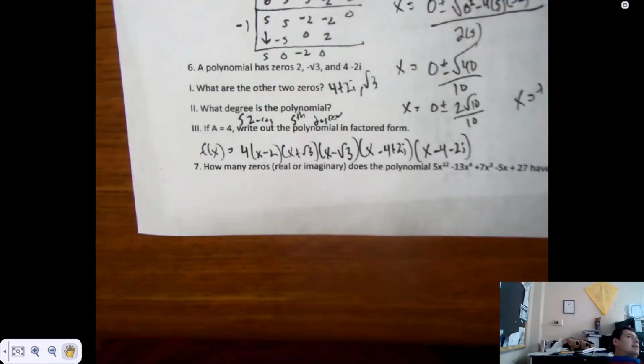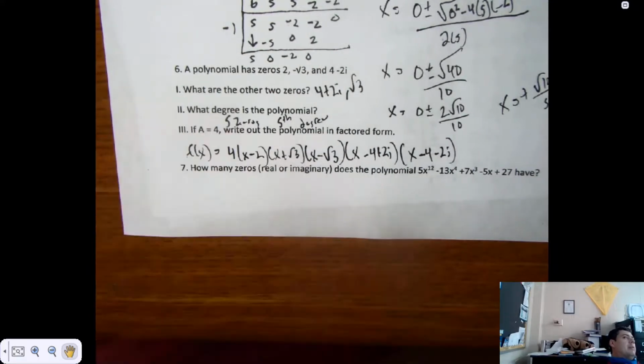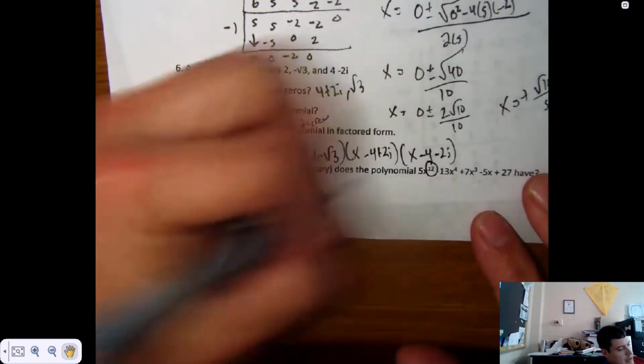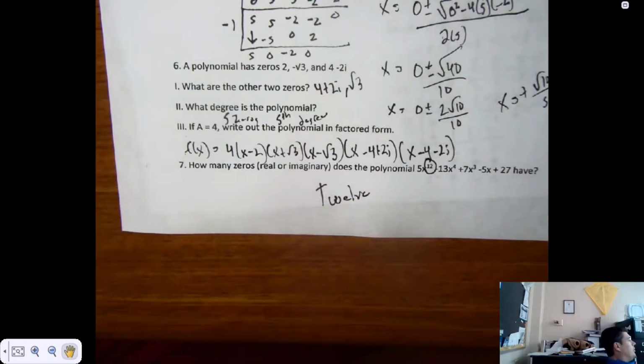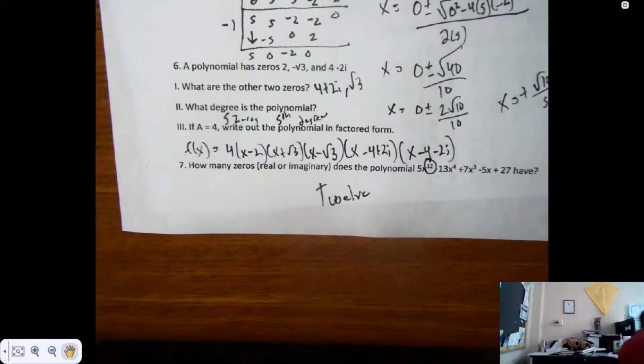And finally, number 7. How many zeros, real or imaginary, does this polynomial, 5x to the 12th minus a whole bunch of crap, have? 12. It's 12. All you do is look at the highest exponent. That's it. That's fundamental theorem of algebra. Anyways, you can use that little sheet for quiz.